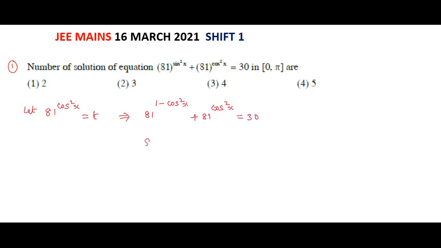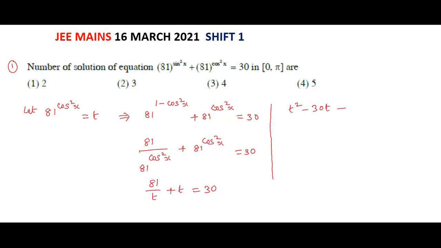Now here we are getting 81 divided by 81 power cos square x plus 81 power cos square x is equal to 30. So in place of 81 power cos square x, substitute t. 81 divided by t plus t is equal to 30. Now take the cross multiplication. Overall you will get the quadratic equation t square minus 30t plus 81 is equal to 0.